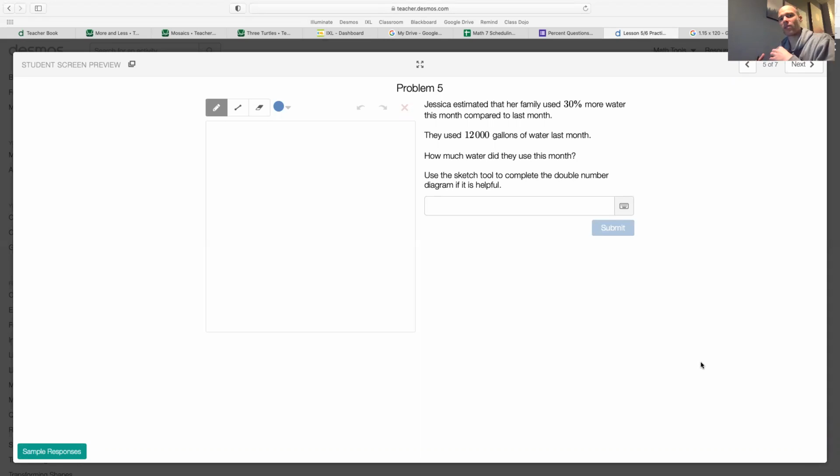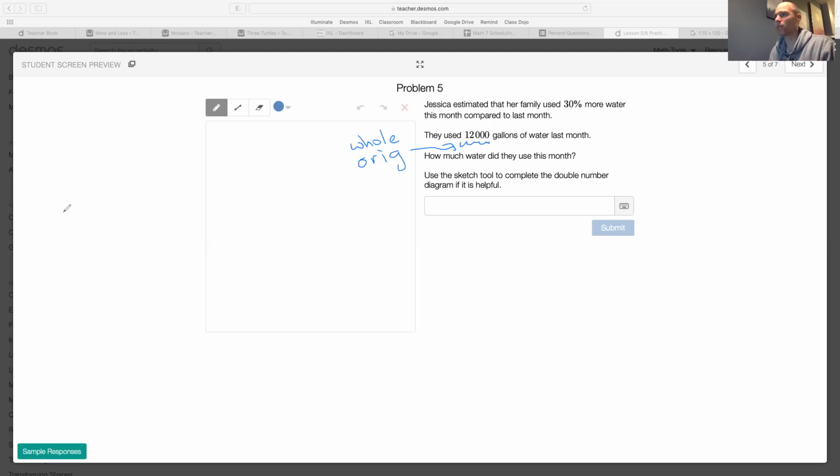All right, so this is a case where the question feels very similar to the last one, but in this case, that 12,000 gallons is actually the original or whole amount. And the reason I know that is because I'm thinking about the way the question's worded. It says 30% more water this month compared to last month, right? So we're making a comparison to last month. And the number that you're making a comparison against is always the whole or the original amount. And so that's what they've given us, right? They've given us last month's amount.